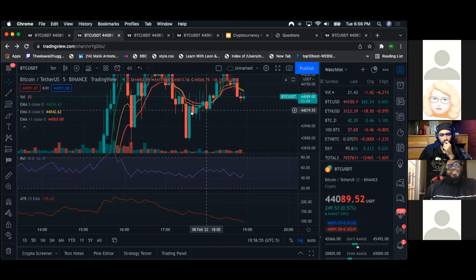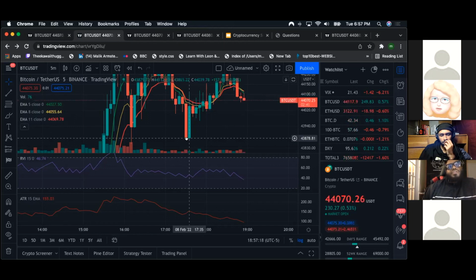Just think, you had this huge bearish candle that came all the way down from 44,000 to $43,875. What's that, about $200, $300 in a matter of 5 minutes? Take the money and get out. That's when you get out of the trade there.